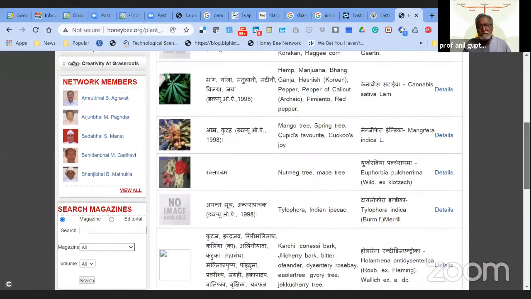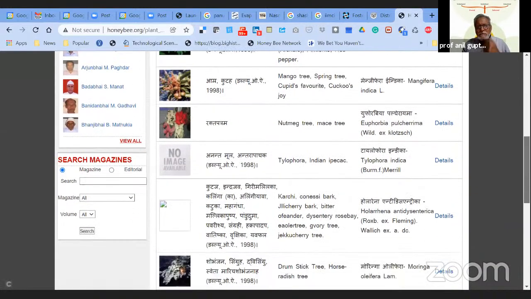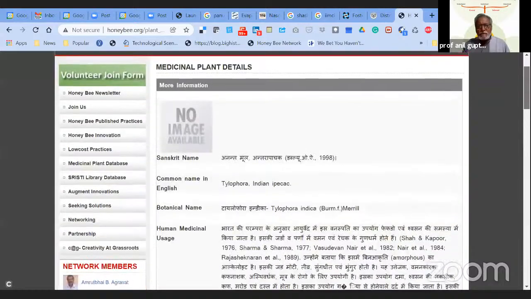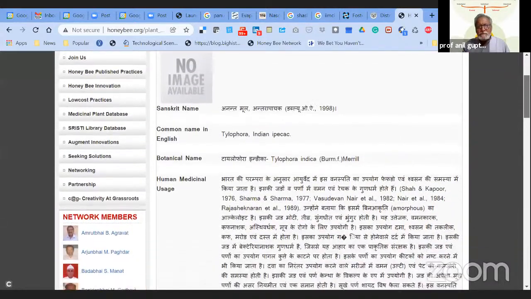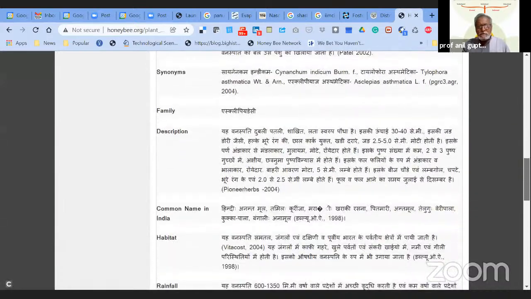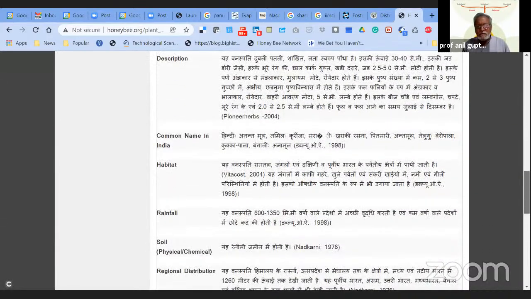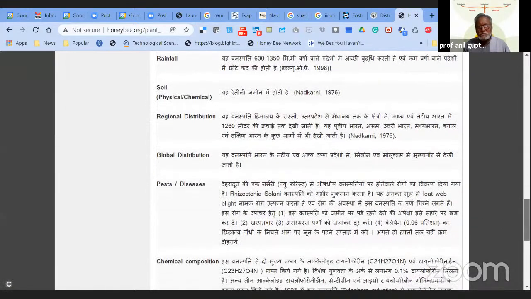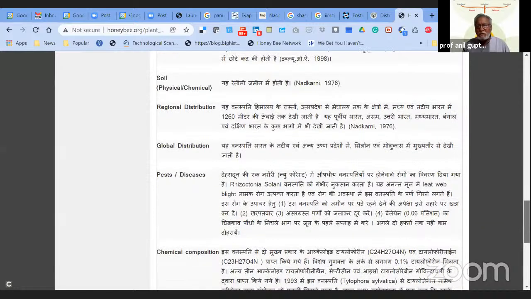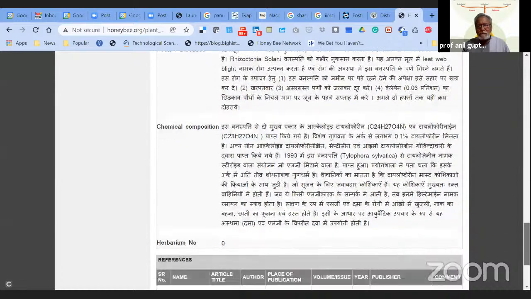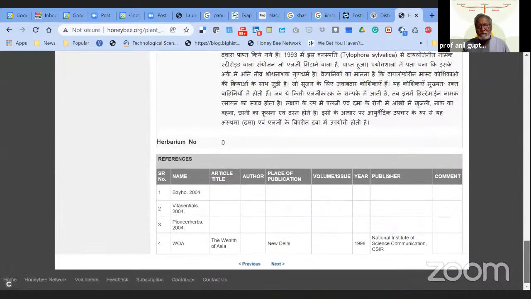So hemp, mango, anantamul, and then you will find the database in Hindi where human uses are given of this plant, Hemidesmus indica, and veterinary uses are given. Sometimes the agricultural uses are also given if they are available. In this case, it may not be available. Habitat is given, regional distribution is given, global distribution is given, in Ceylon, in Moluccas, which country it is found. Pest diseases are given, chemical composition is given, and some references are given.